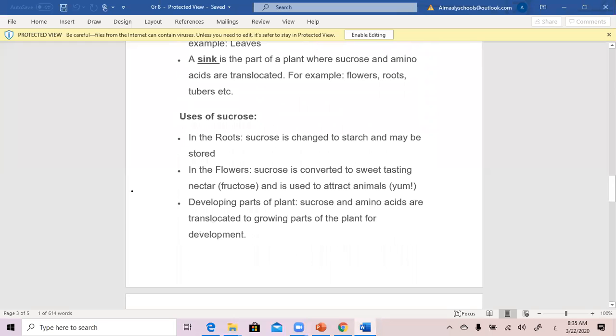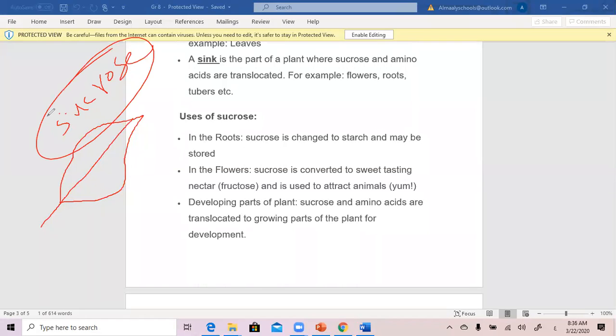In the plant, we said there are a lot of parts: stem, root, and leaf. In the leaf, after sucrose is formed, or glucose, or any kind of nutrients, sucrose changes to starch, so that it may be stored as starch.